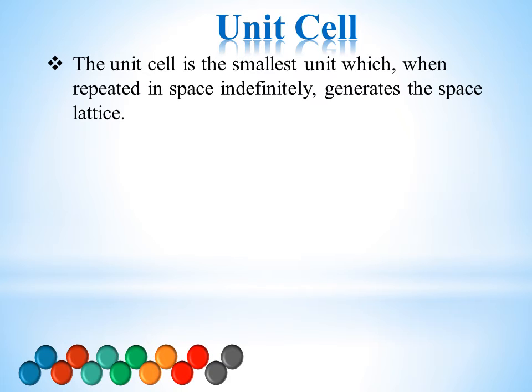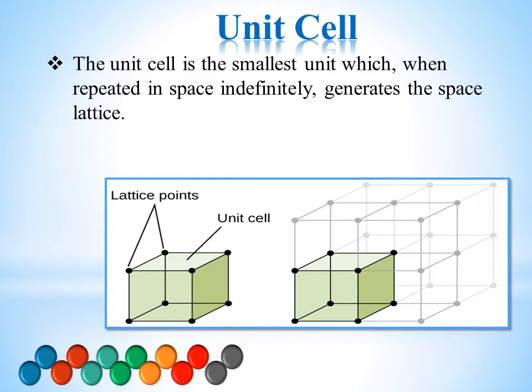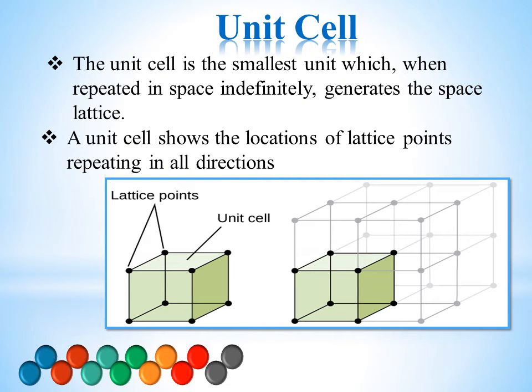Unit cell. The unit cell is the smallest block or geometric figure from which the entire crystal is built up by the repetition in 3-dimensional system. So it is the smallest unit and is repeated in space indefinite times. It generates the space lattice. Here is the space lattice and here is the unit cell. Also, the unit cell shows the locations of lattice points repeating in all directions. Here are the lattice points. Lattice points are nothing but the positions of atoms or molecules inside the crystal system.